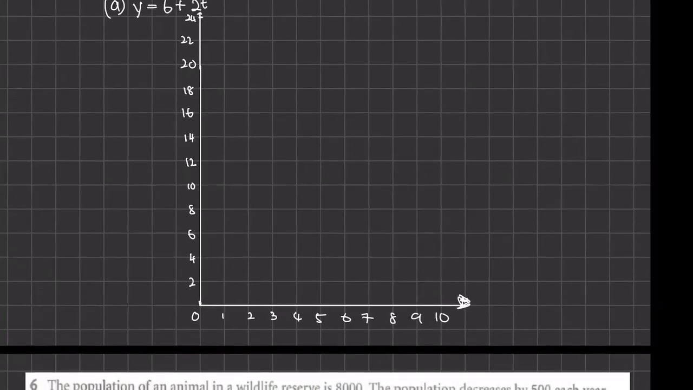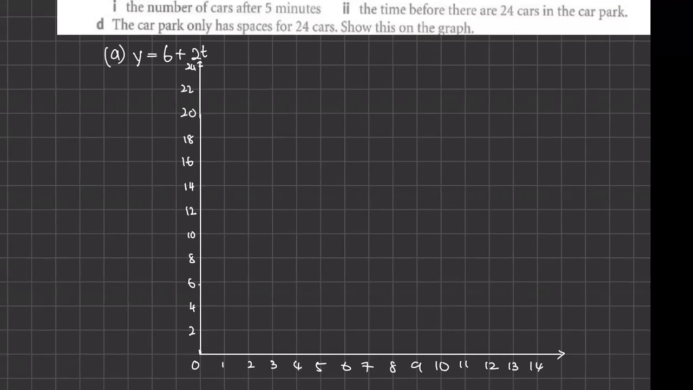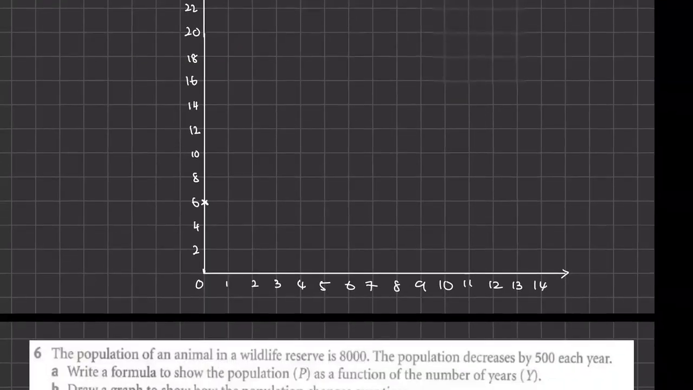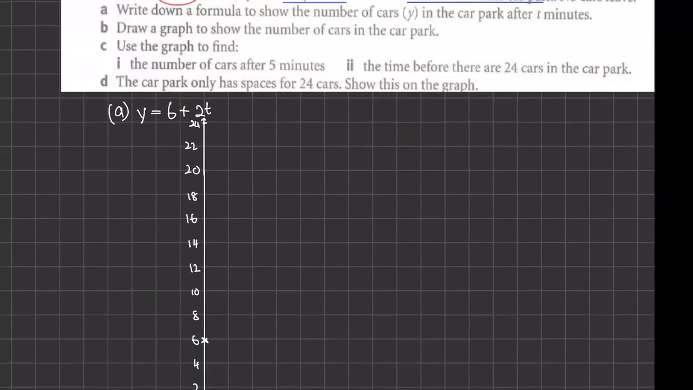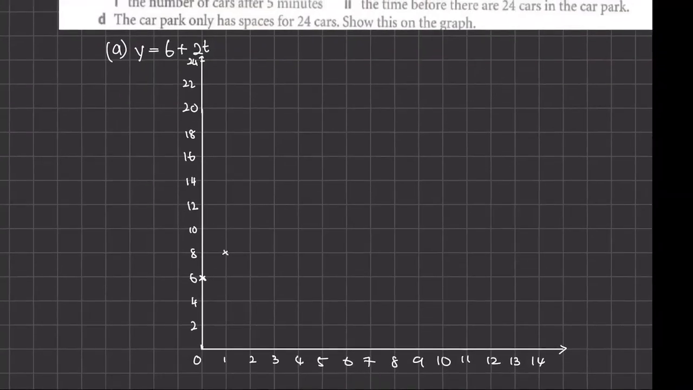And here I also need to extend a little bit more. It's not enough. 11, 12, 13, 14. So at 0, there'll be 6 cars in the beginning. Every minute it increases by 2. So let's just draw it. Every 1 minute increase by 2. So in the first minute it'll be 8. And then that's it. Let's just draw a graph past that point.